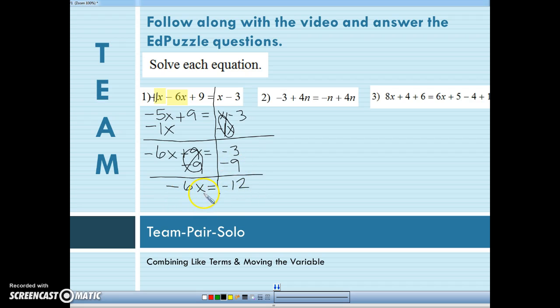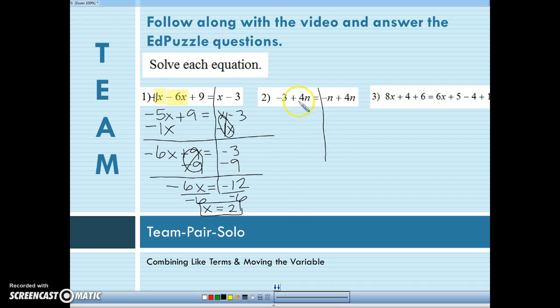Now this says negative 6 times x. People forget that. When there is a number next to a variable, it means multiplication. So the inverse operation of multiplication is division. So I'm going to divide both sides by negative 6. Do not do the opposite of subtraction and divide by positive 6. You're doing the opposite of multiplication here, not subtraction. So this is times negative 6, therefore you divide by negative 6. So x equals, a negative divided by a negative is positive 2. x equals 2.